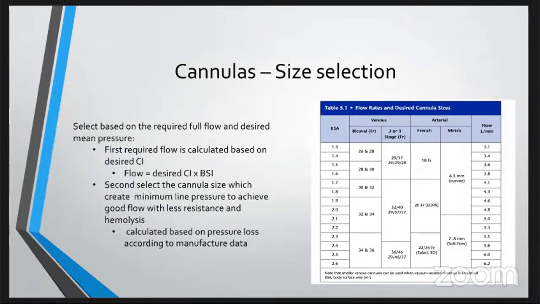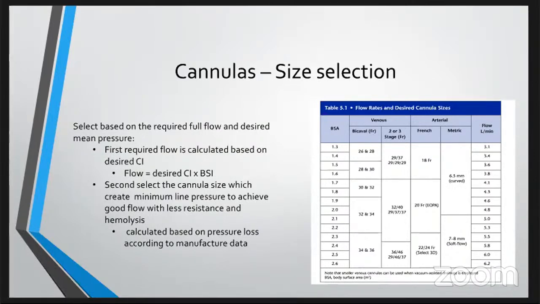Moving to cannulas and size selection. Selecting an appropriate cannula size is very important, especially for small patients with a small aorta and aortic root diameter, older patients with peripheral vascular disease who need a higher MAP, and for minimally invasive access, when you will use narrow and long cannulas.